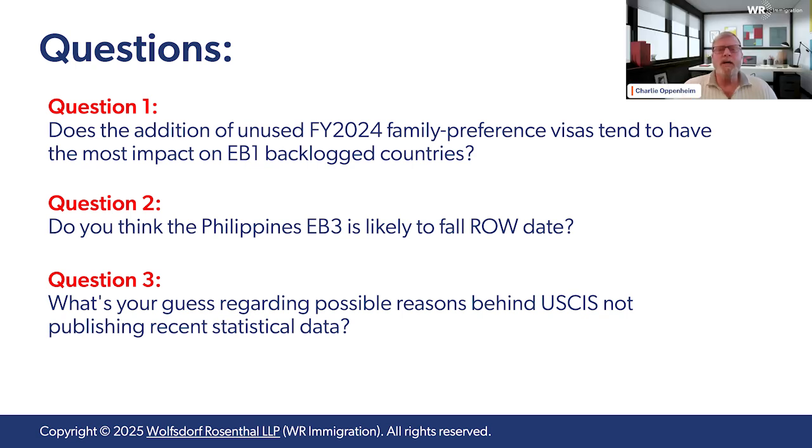Okay, what's your guess regarding possible reasons behind USCIS not publishing recent statistical data? One of the things is when I was working for the government, the USCIS would often have their offices do an inventory process during the month of September, and that would often slow some forms of processing. They also may be having staffing issues, which reduce the amount of people that can be working on specific areas. They may have more pressing issues that the people need to address other than getting out the statistical data.